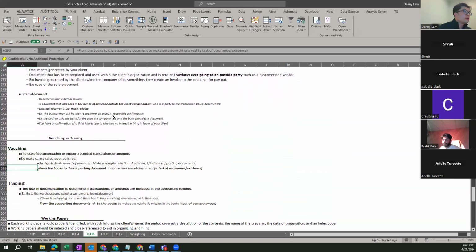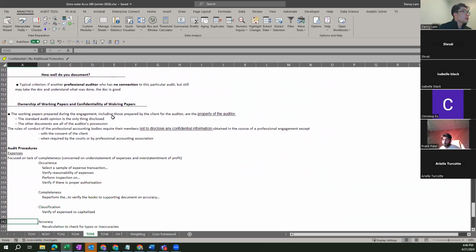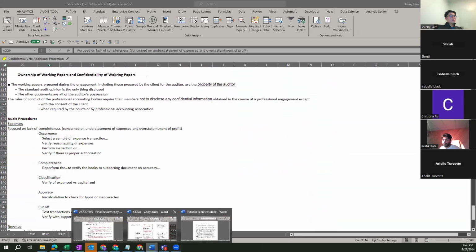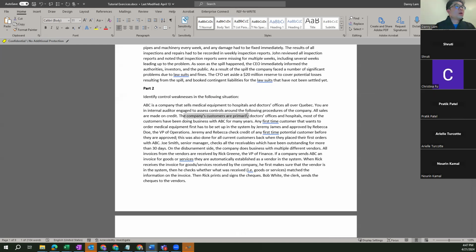Okay, so vouching, tracing, by now, if you don't know what this is, I'm kind of worried, but I'm sure most of you know what it is. Okay, so audit procedures, and how you would use this is, let's say you have a question like this in the exam: identify control weaknesses in the following situation. That's where I would want you to see reperformance, recalculation, and so on. ABC is a company that sells medical equipment. Your internal auditor is engaged to assess controls. The customers are primarily doctors. Order. Then you have to target, look, Jeremy and Rebecca credit. Check the credit. So that's revenue. They're asking you what the control weakness of the revenue is.